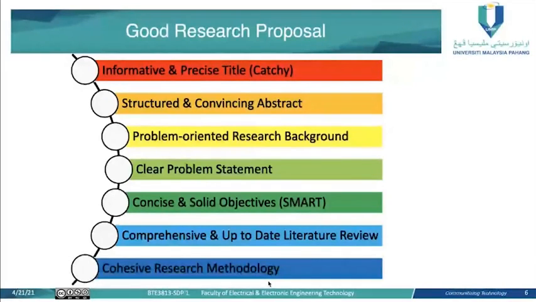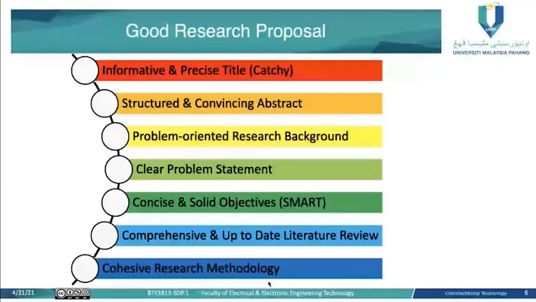Then cohesive research methodology. So your research methodology should be clear on what you are going to do, what the research activities are, what the milestones of your methodology are, what phases you are going to conduct, what materials you are going to use, how you are going to fabricate, how you are going to test, and so on. All the details about your research methodology should be there. So this will become a good research proposal.